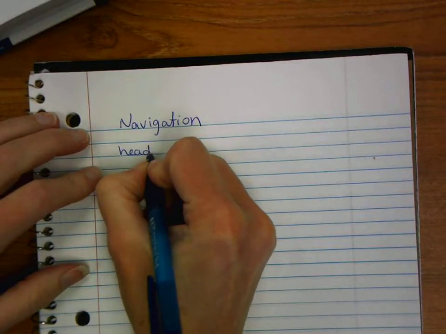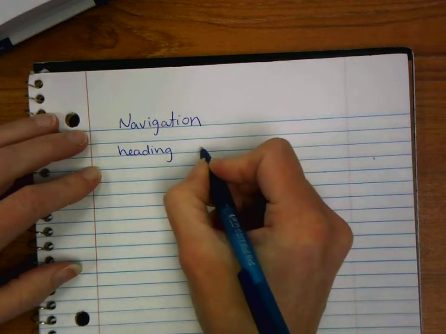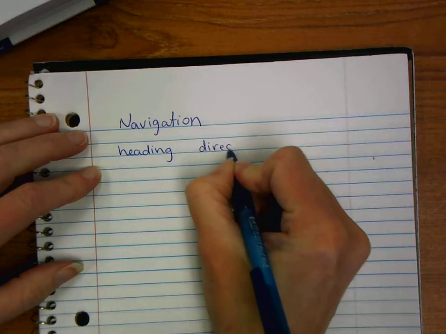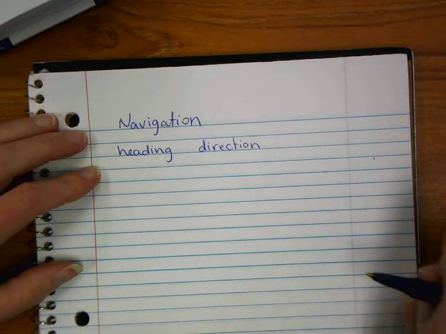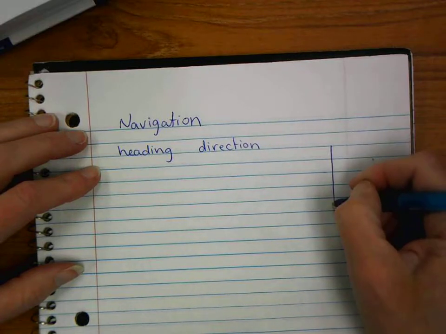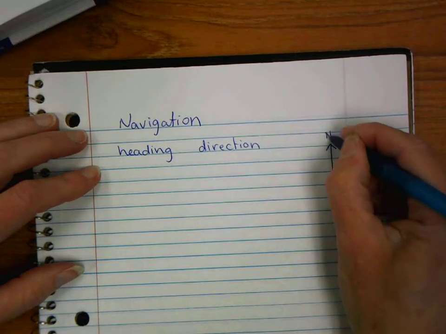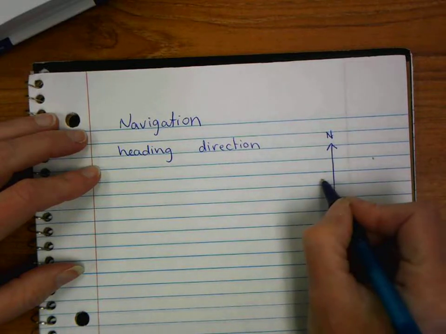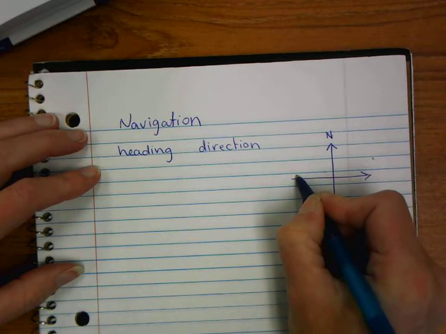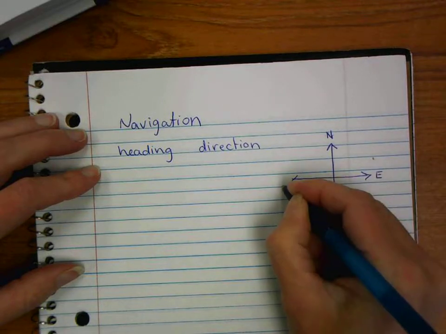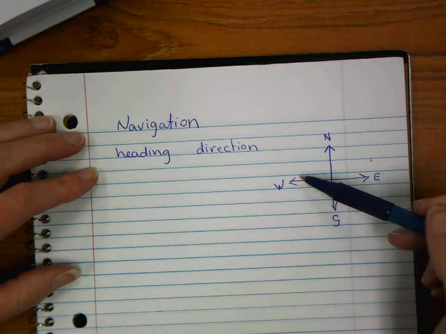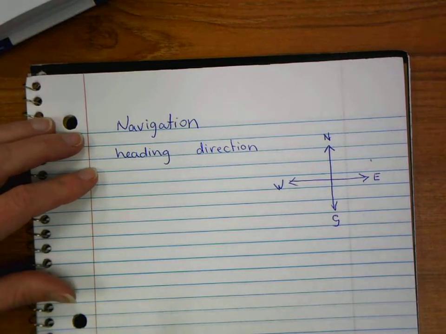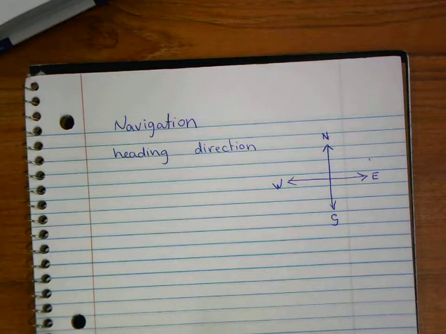Heading is basically going to be its direction. And direction, let's make sure we know our directions. We have north, south, east, and west. What is this? Never eat soggy waffles. There we go. North, east, south, and west. So the heading is basically our direction that we will be using.